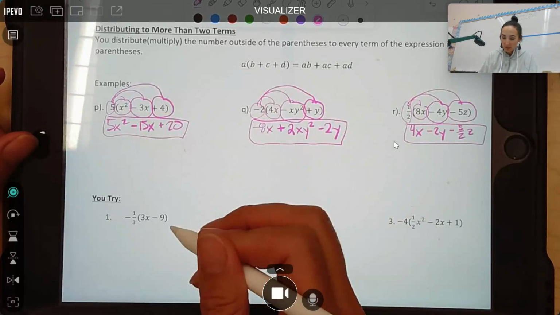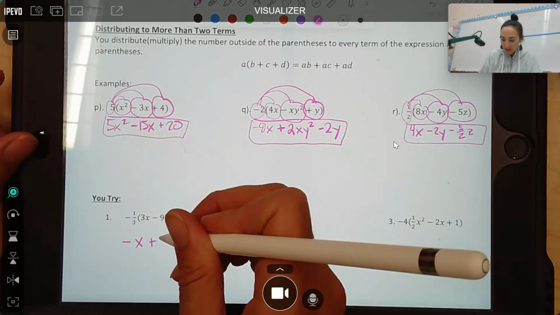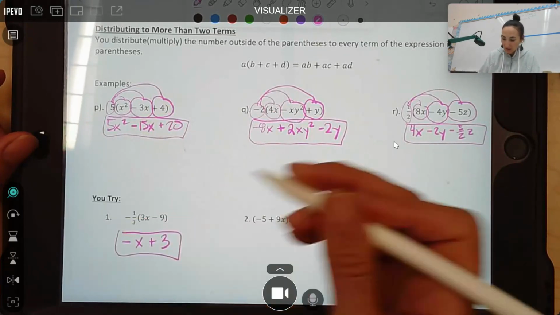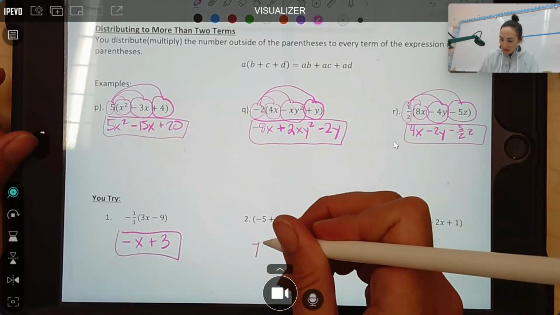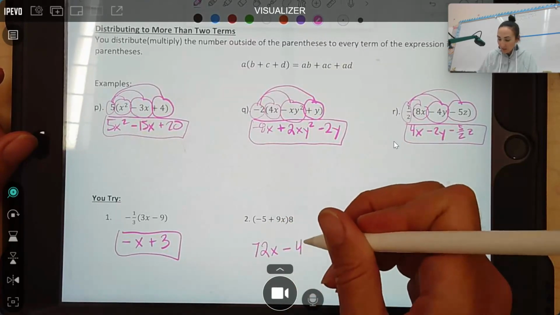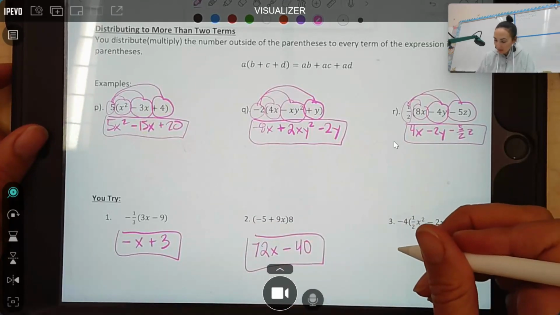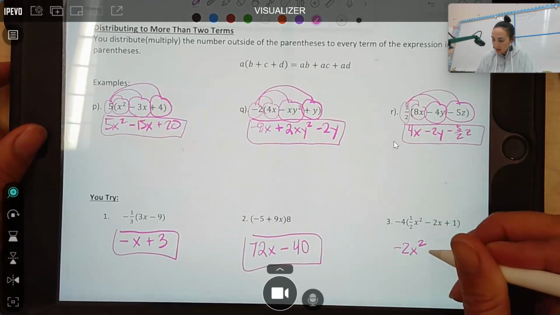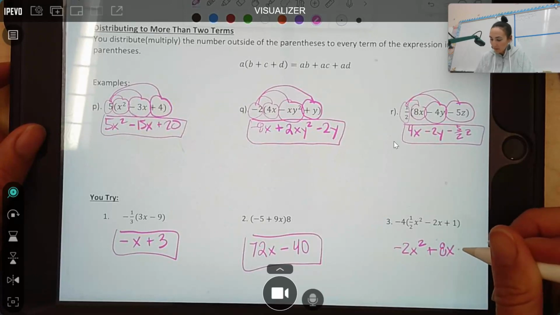For this one, you should have gotten negative x plus 3. This one is 72x minus 40. This one you should end up with negative 2x squared plus 8x minus 4.